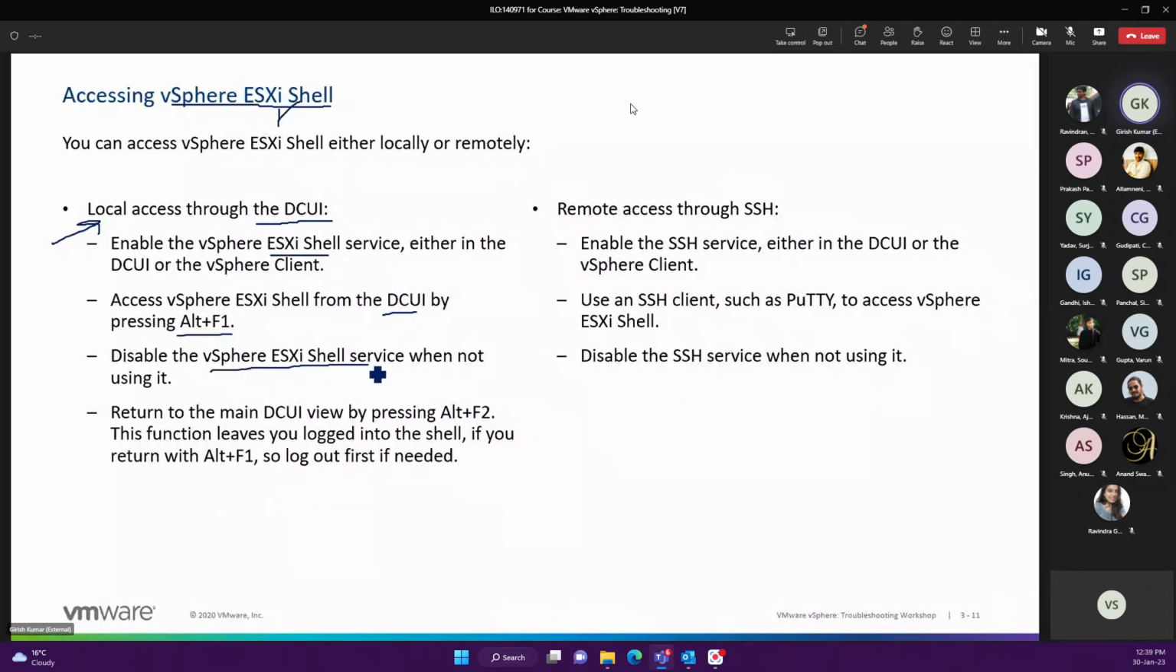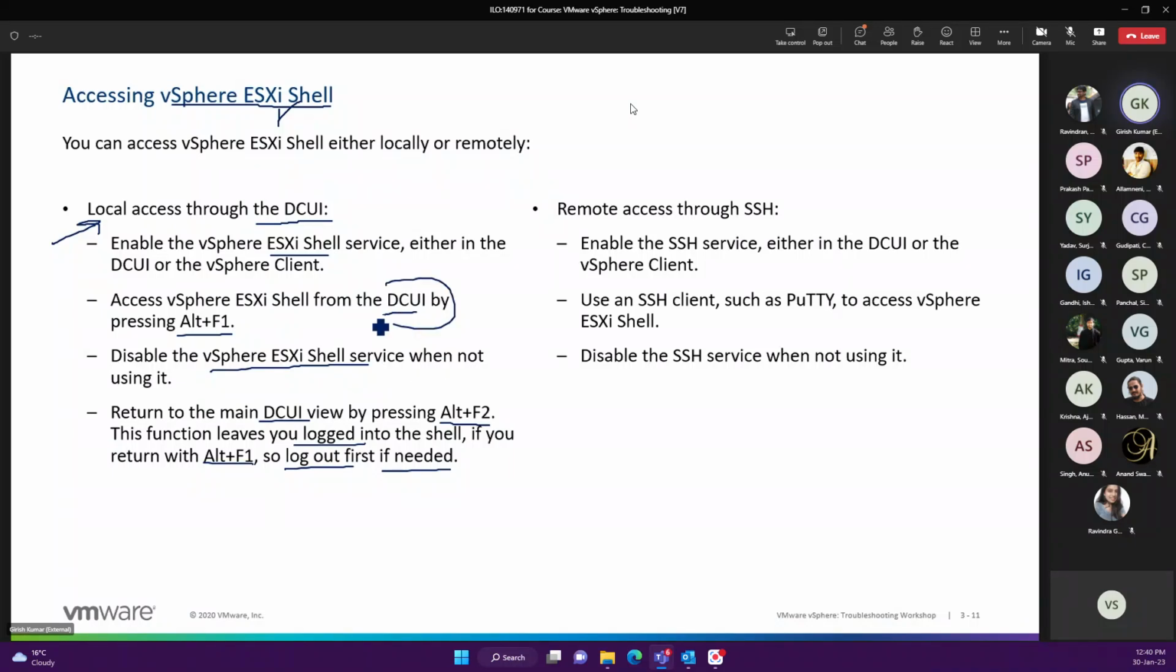Disable the vSphere ESXi shell whenever you have done all the required things inside. Do not keep it enabled all the time. Return to the main DCUI view by pressing Alt F1. This function leaves you logged into the shell, so log out first. Then log in again with Alt F1 and continue from there.